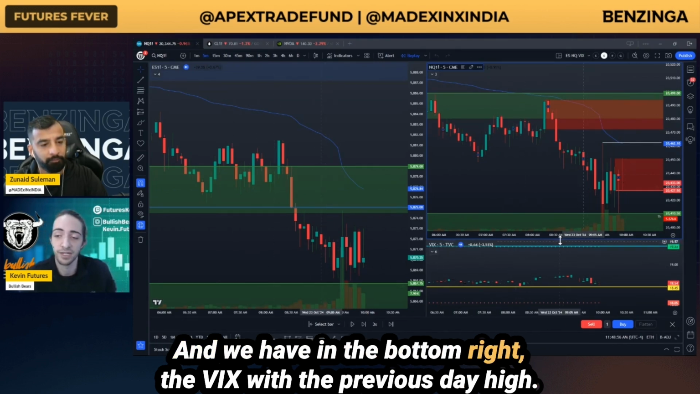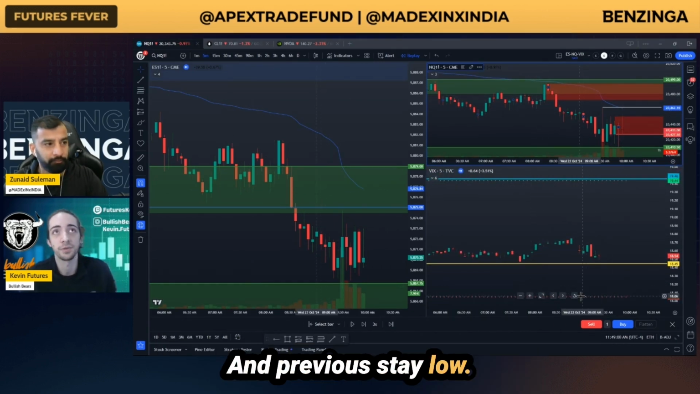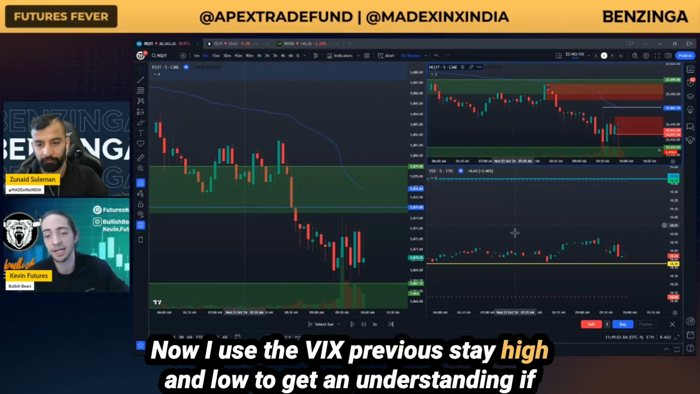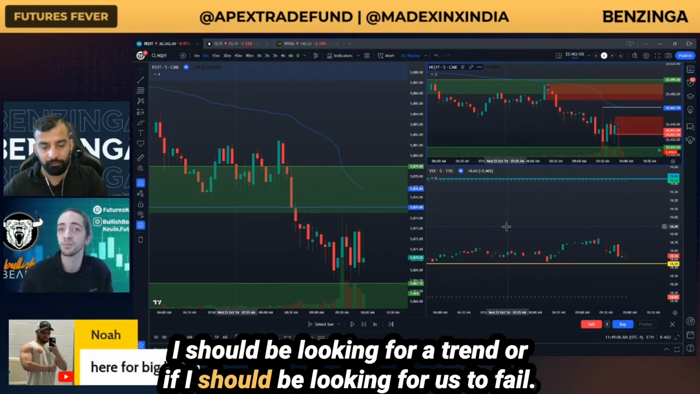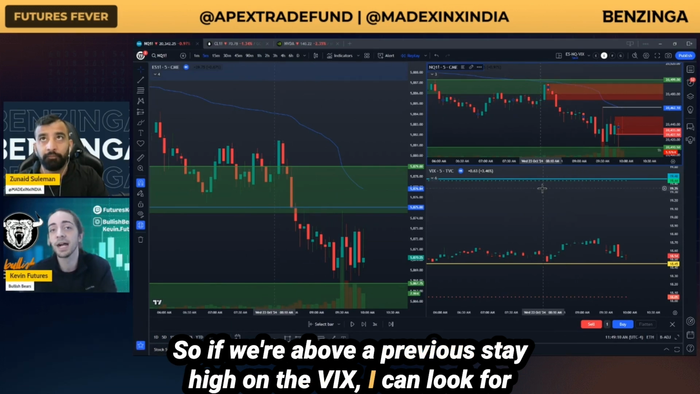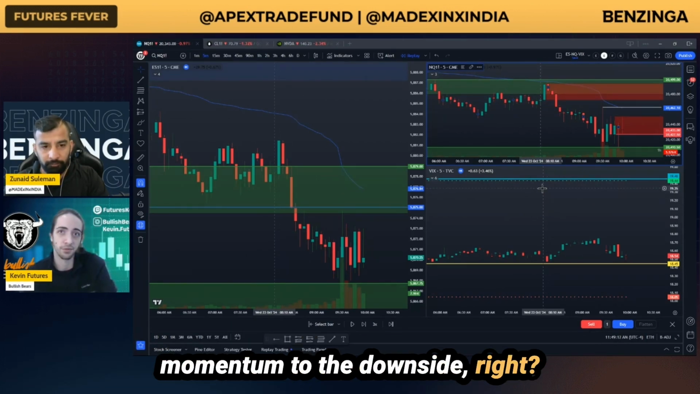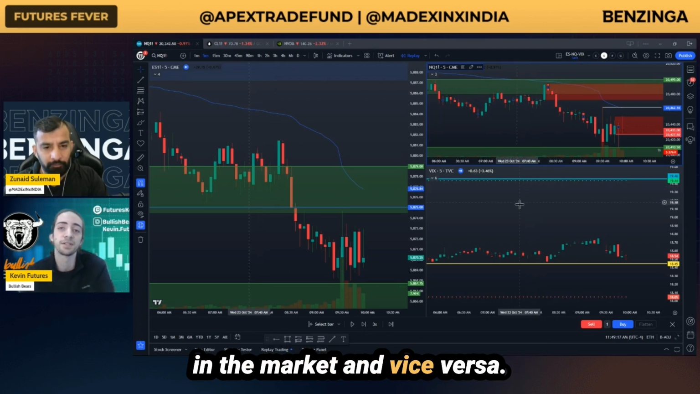And we have in the bottom right the VIX with the previous day high and previous day low. Now I use the VIX previous day high and low to get an understanding if I should be looking for a trend or if I should be looking for us to fail. So if we're above a previous day high on the VIX, I could look for momentum to the downside, right? Because now we're trending higher on the VIX, which means a trend lower in the market, and vice versa.